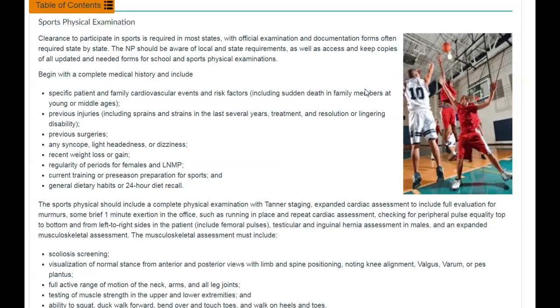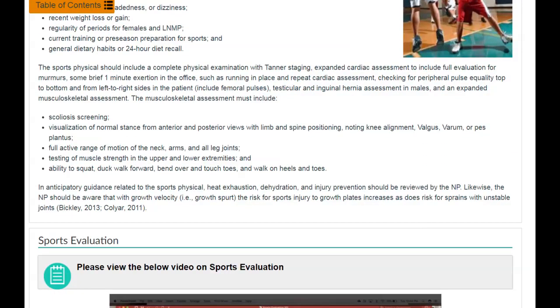The musculoskeletal assessment must include the following: scoliosis screening, visualization of normal stance from anterior and posterior views with limb and spine positioning, noting knee alignment, valgus, varus, or pes planus, full active range of motion of the neck, arms, and all leg joints, testing of muscle strength in the upper and lower extremities, and ability to squat, duck walk, walk forward, bend over and touch the toes, and walk on heels and toes. So that was the assessment of the musculoskeletal system.